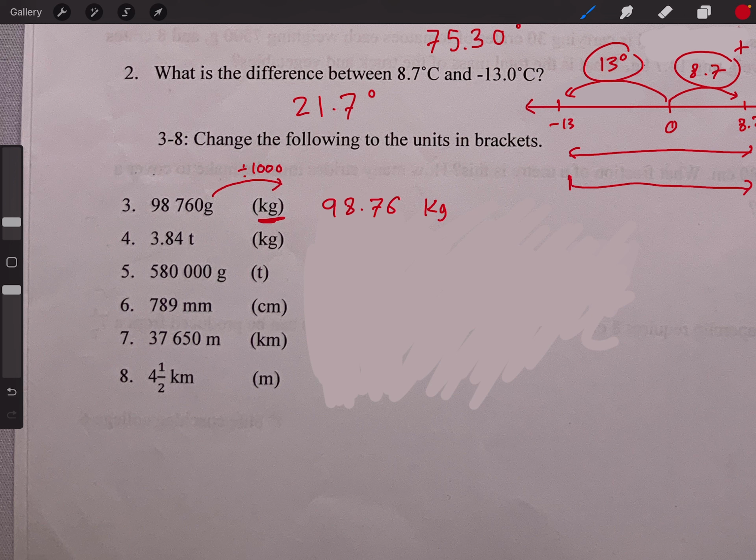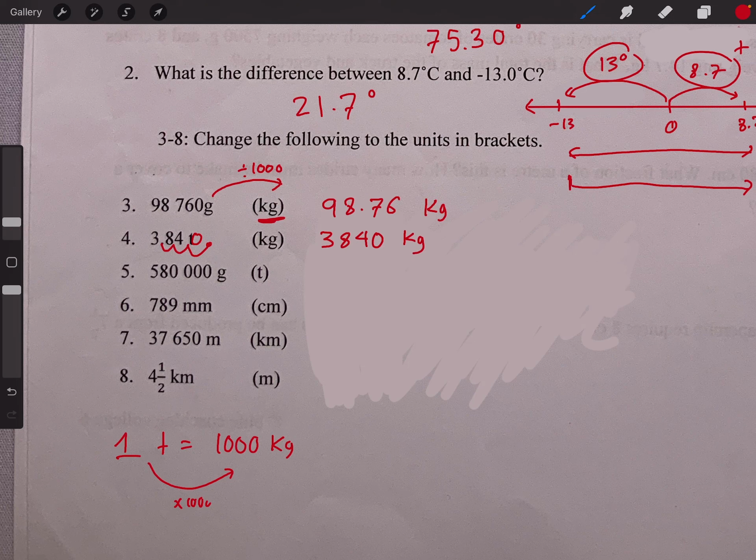Now the next one, 3.84 tons to kilograms. So tons to kilograms, 1 ton is equal to 1,000 kilograms. So to go from tons to kilograms, we times it by 1,000. So you times this by 1,000, which means you move the decimal place to the right 3 times. 1, 2, let's put a 0 here, 3. So therefore that's 3840 kilograms.